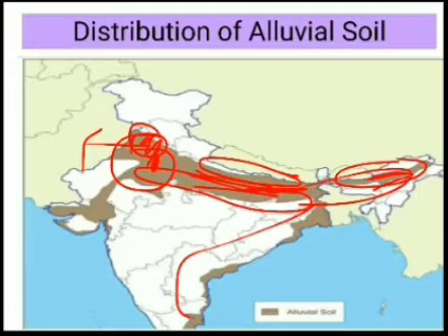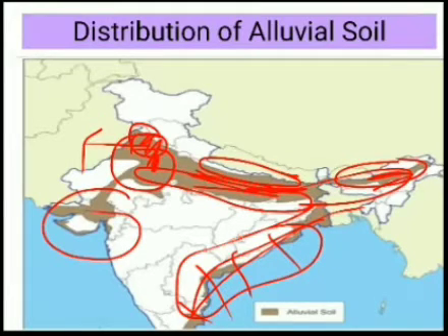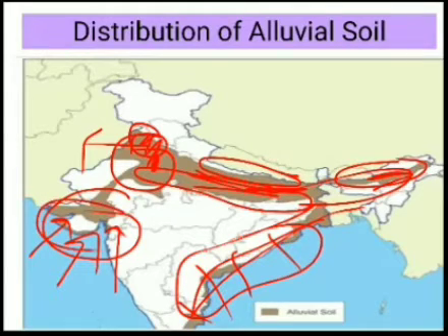Why is it found in the eastern coastal plain? Just a one marker question. Because of the deltas formed by these rivers: Mahanadi, Godavari, Krishna, and Kaveri. Then here also, why is alluvial soil here? I haven't mentioned. Because of the wave action. The waves bring coastal alluvium along with them. The waves hit the coast, so therefore we have coastal alluvium.